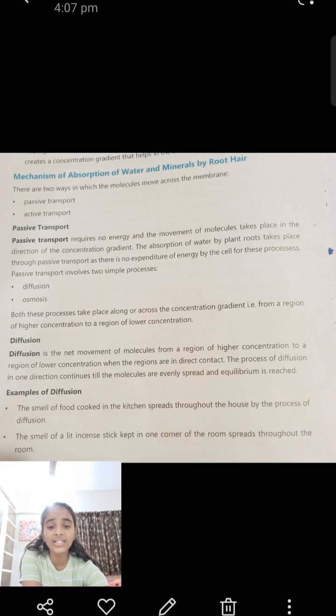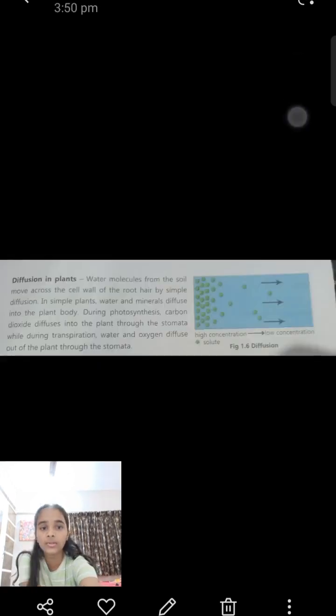Now let's see some examples of diffusion. First, the smell of food cooked in the kitchen spreads throughout the house by the process of diffusion. Second, the smell of the lit incense stick kept in one corner of the room spreads throughout the room. Now let's see diffusion in plants.